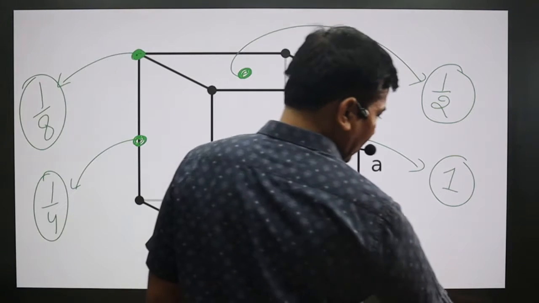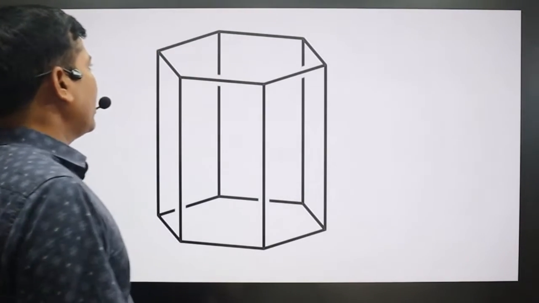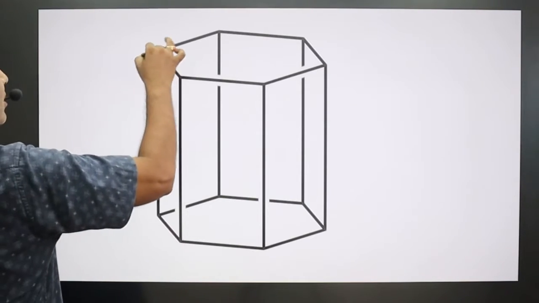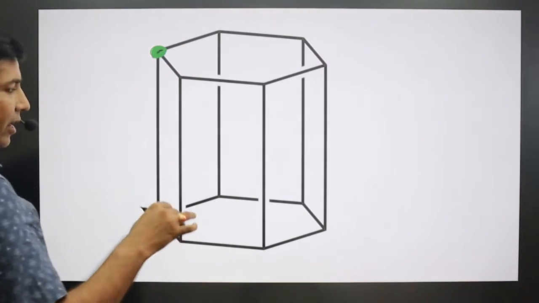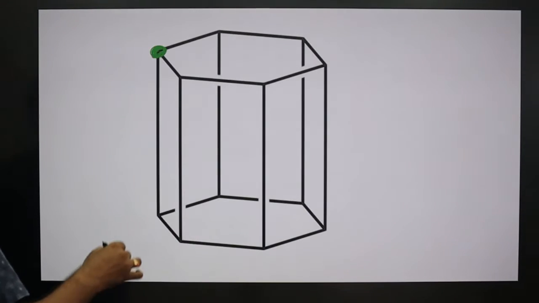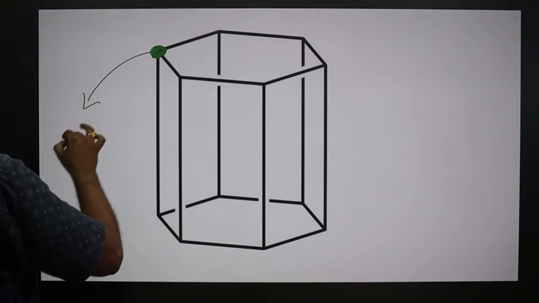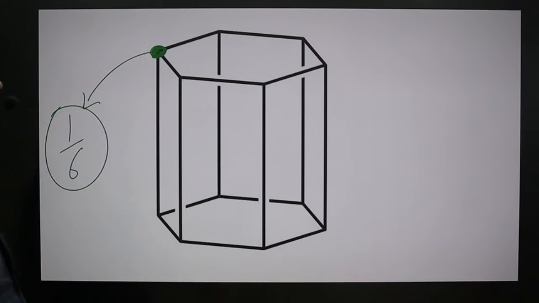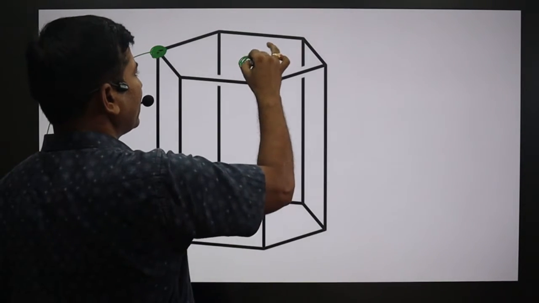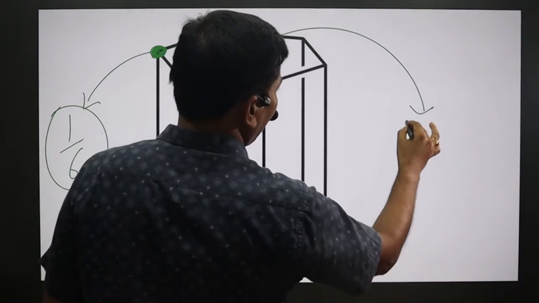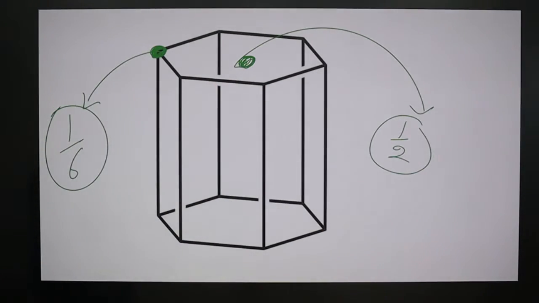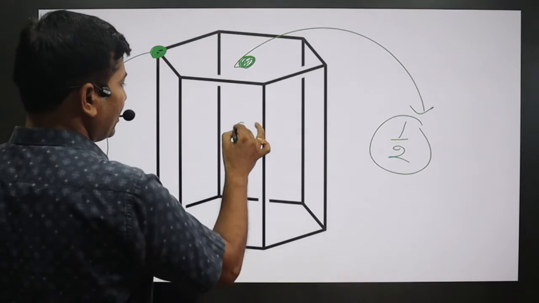Now we talk about a hexagonal unit cell. In this case, if the atom is present at the corner of the unit cell, its contribution is always considered 1 by 6. And in case if the atom is present at the face of the unit cell, its contribution is always taken 1 by 2. Okay.